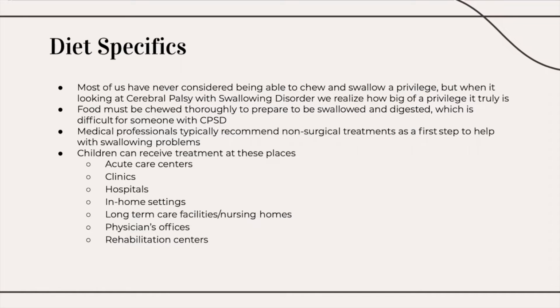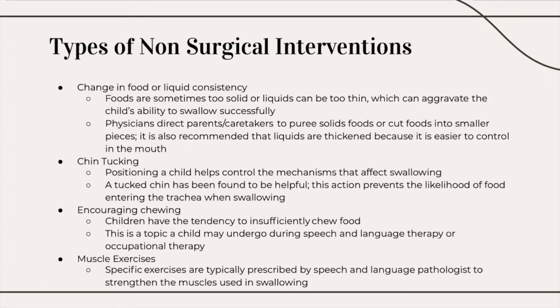Children can receive treatment at some of the following places listed below. So acute care centers, clinics, hospitals, and home settings, long-term care facilities, physicians' offices, and rehabilitation centers. The types of non-surgical interventions that are typically recommended.